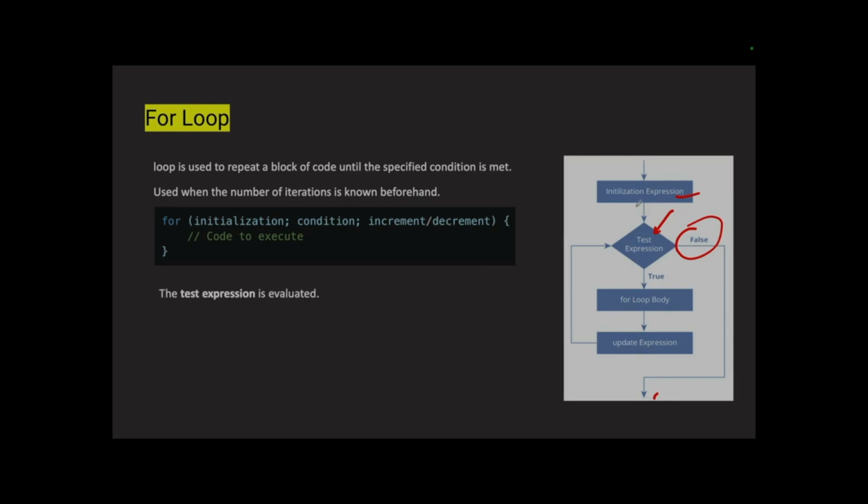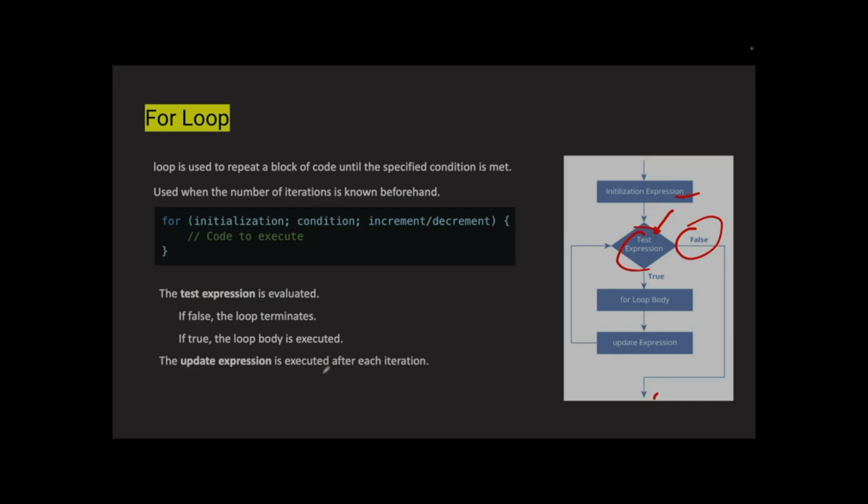The test expression is evaluated first of all. Here you can see this is the test expression. This is first evaluated. After that, if false, the loop terminates. If it is false, the loop is terminated. If true, the loop body is executed. If true, then this body is executed.